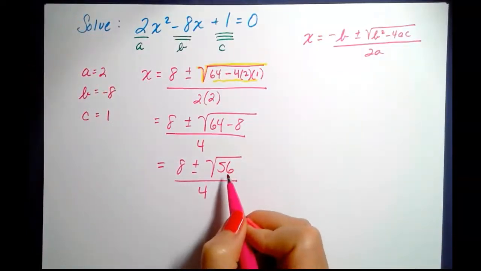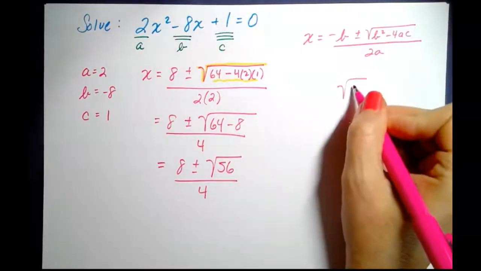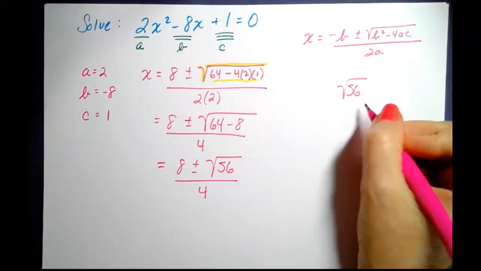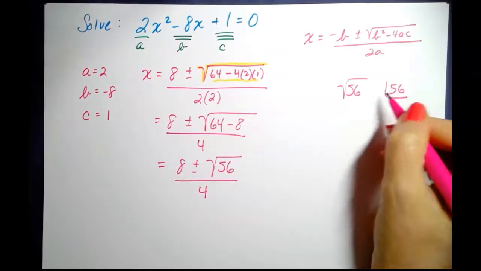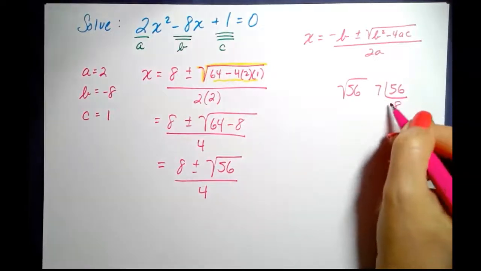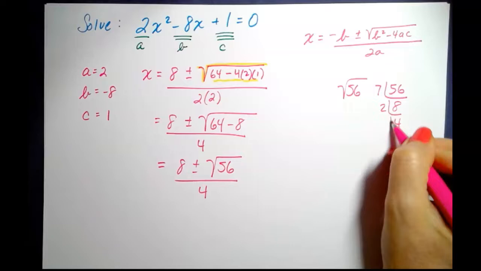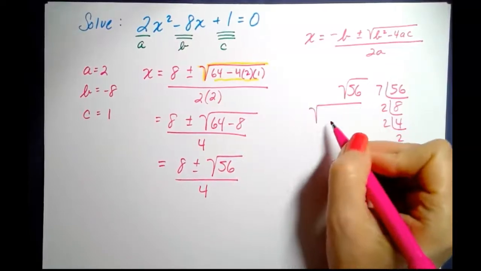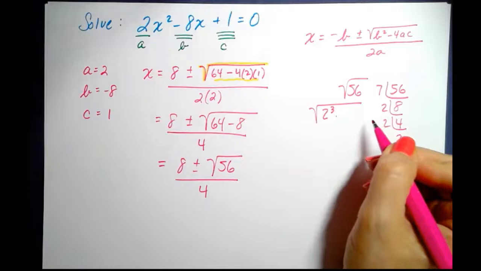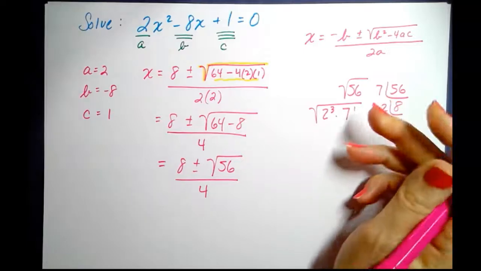We're almost there. We just need to simplify the radical next. So we've simplified radicals many times. We're going to make a factor ladder. So 56 divided by 7 is 8. 8 divided by 2 is 4. 2 and 2. So 56 is really 2 to the third times 7 to the first.